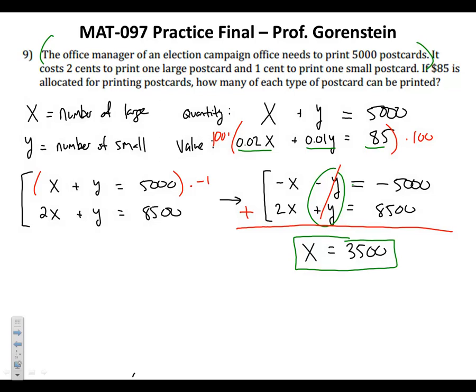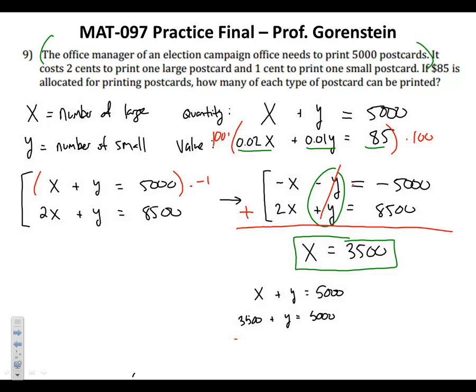And we also need the number of small postcards. So if there's a total of 5,000, if there's 3,500 large, that leaves us with the other 1,500 being small. Or we could plug this answer into our first equation, x plus y is equal to 5,000. We know x is equal to 3,500. So 3,500 plus y is equal to 5,000, and solve for y.